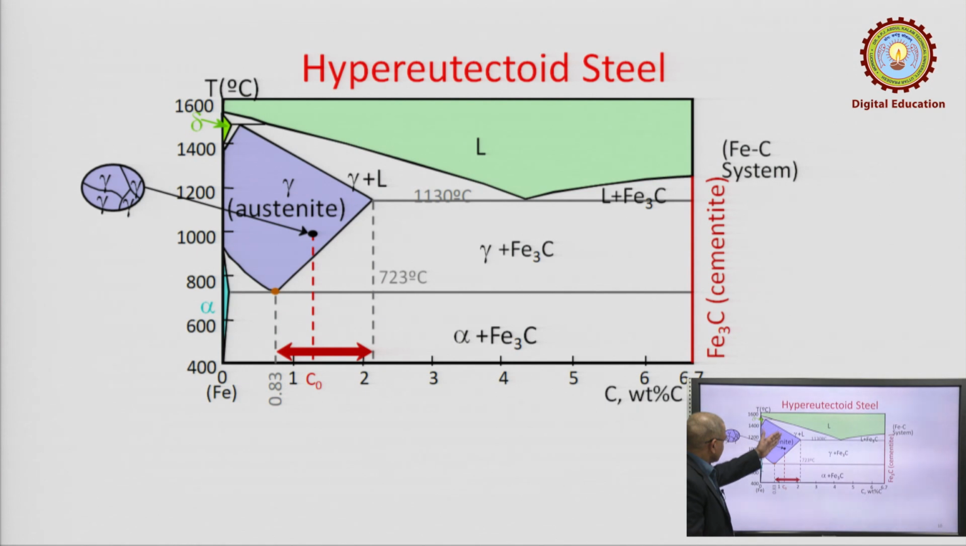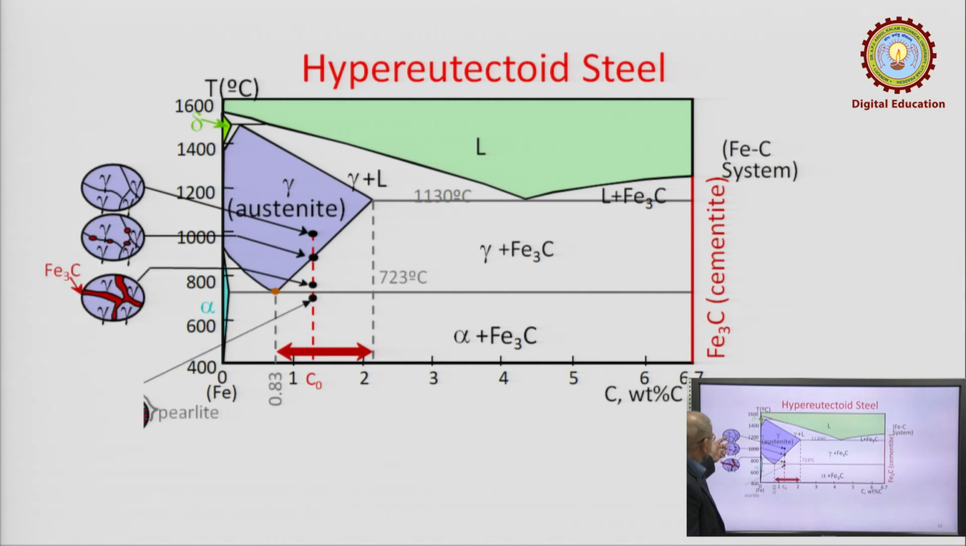Similarly, let us draw a vertical line. When you are here in the austenite region, the microstructure is completely austenite, austenite grains are there as you can see, but as you continue cooling the material, formation occurs at the grain boundaries and you get another structure, that is pearlite. Here the red color shows Fe3C, iron carbide.